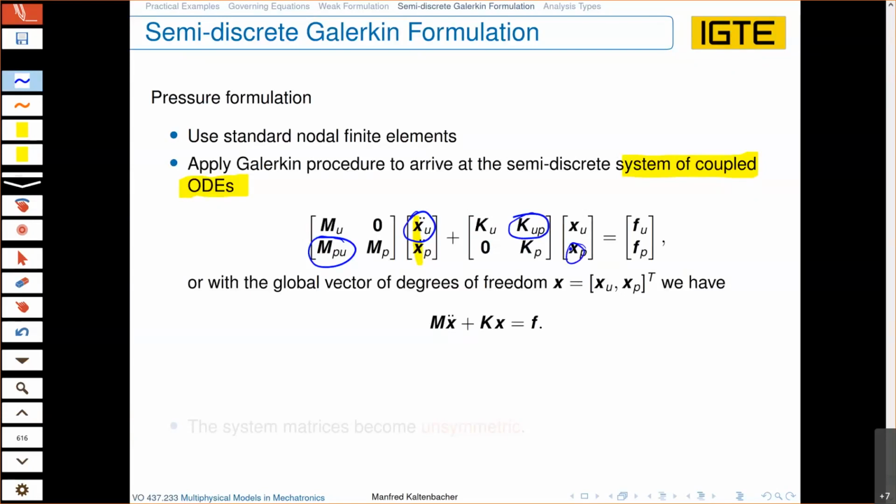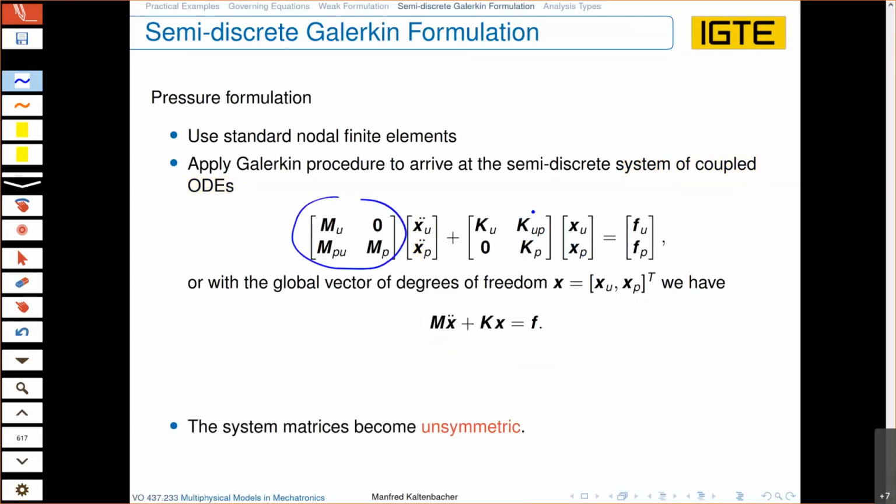If we now combine the unknowns at all the nodes for the mechanical displacement and acoustic pressure, we can also write it down as a standard form with an overall mass matrix M multiplied by x double dot plus a stiffness matrix K multiplied by x is equal to any right-hand side. And we have a system matrix which becomes here unsymmetric, which is clear when we look at this overall mass matrix and when we have a look at the overall stiffness matrix.